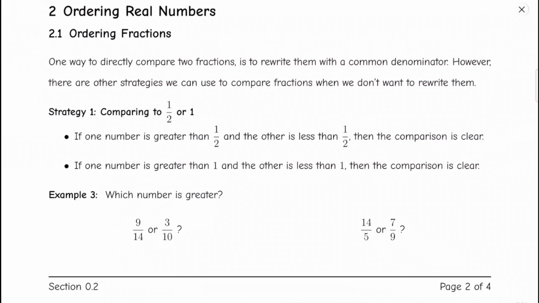Strategy 1. Comparing to 1/2 or 1. If one number is greater than 1/2 and the other is less than 1/2, then the comparison is clear. If one number is greater than 1 and the other is less than 1, then the comparison is also clear. So which one is greater?